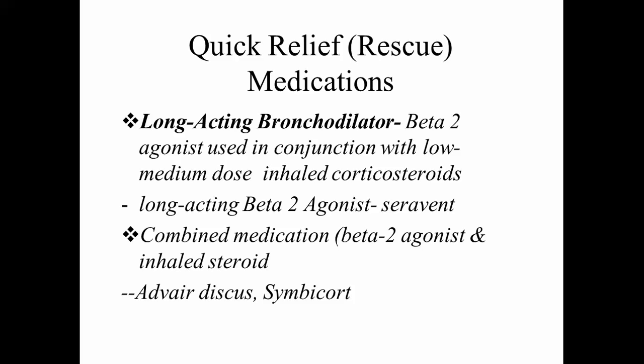And then we have long-acting bronchodilators, which are beta-2 agonists, used in conjunction with low to medium dose inhaled corticosteroids. You have long-acting beta-2 agonists such as Serevent, or you have combined medications which are beta-2 agonists and inhaled corticosteroid. An example would be Advair, which is in Diskus form, or Symbicort.